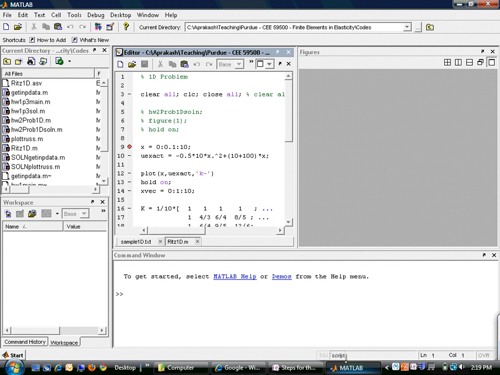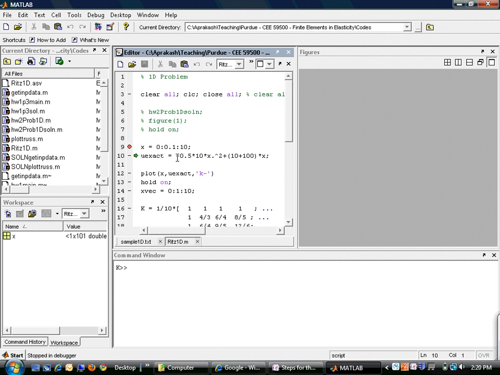I've already coded up what this looks like. So this is a small Matlab program that I just wrote. This is your x values starting from 0 all the way to 10. And this is the exact solution that we calculated from the very first chapter for that problem. Okay. So if I plot this exact solution, what it looks like is this.